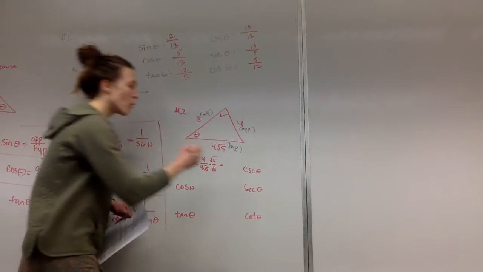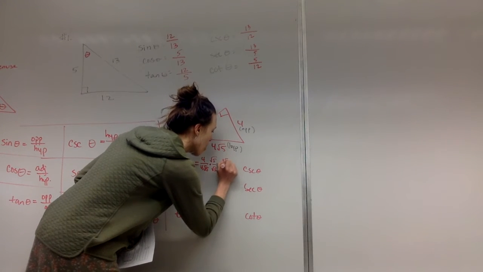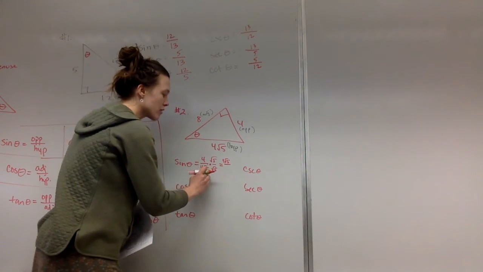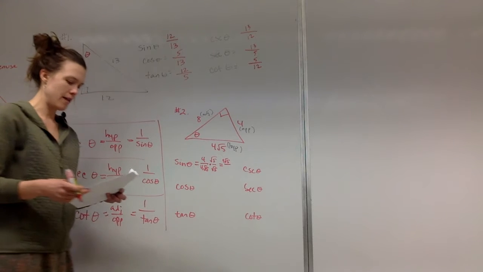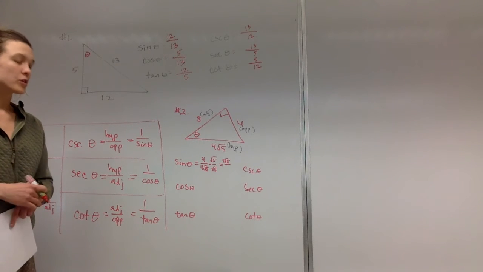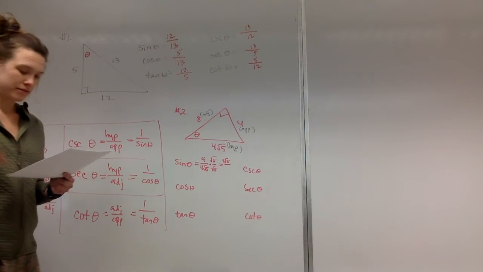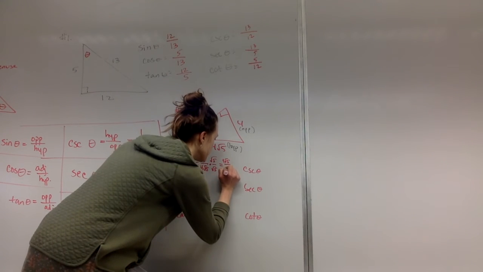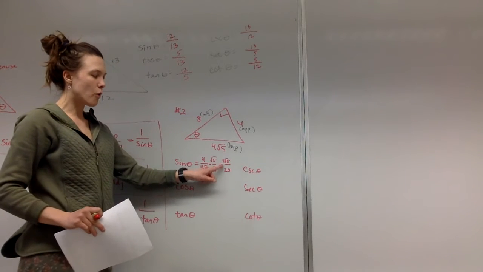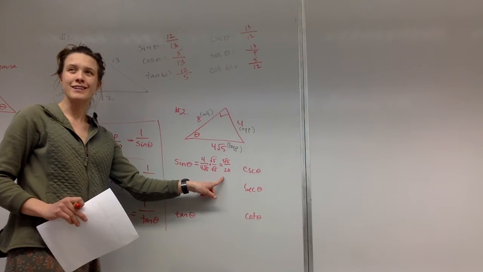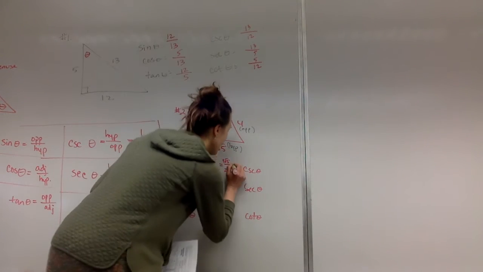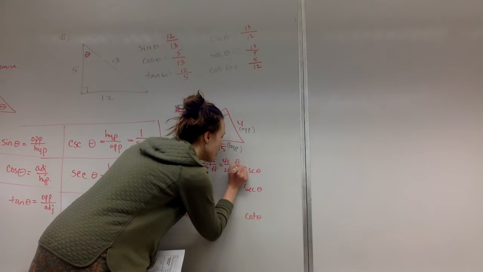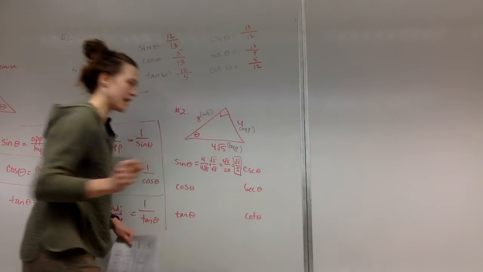So this becomes 4 radical 5 over 4 times radical 5 times radical 5, which is what? What's radical 5 times radical 5? 5, so 20. And then what's 4 divided by 20? One fifth. Yeah, so it'd be radical 5 over 5 would be my final answer for that one.